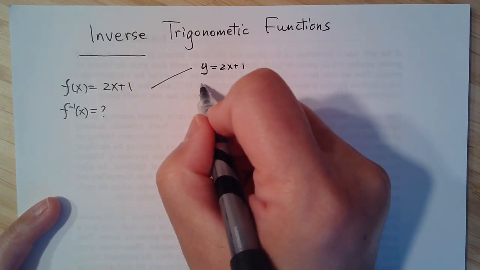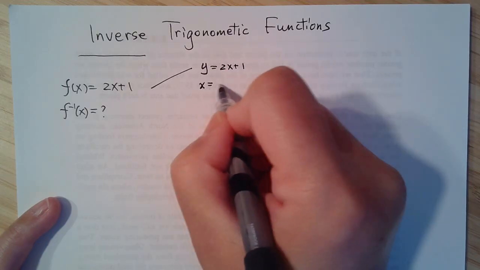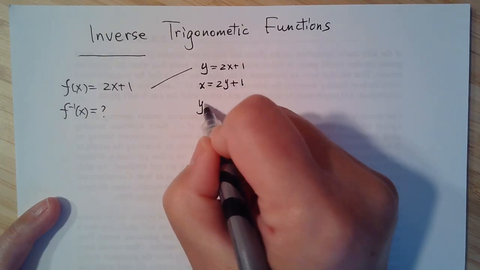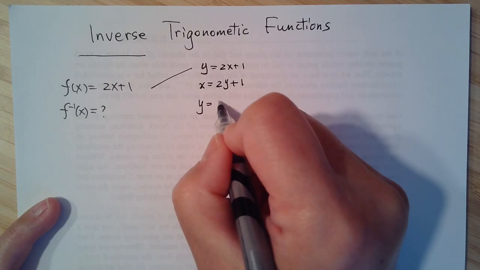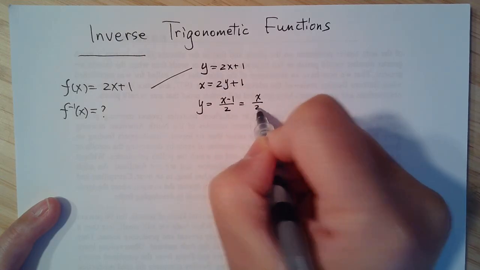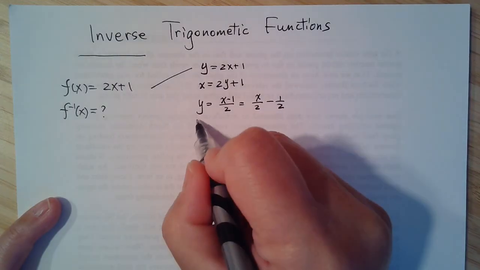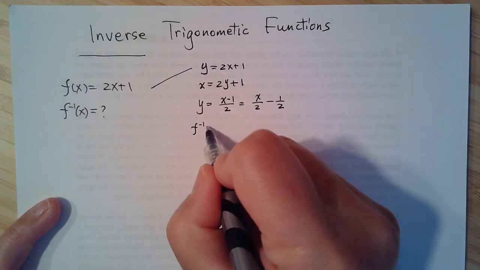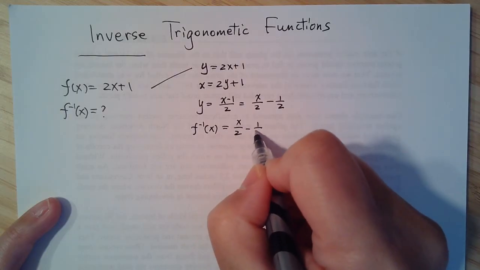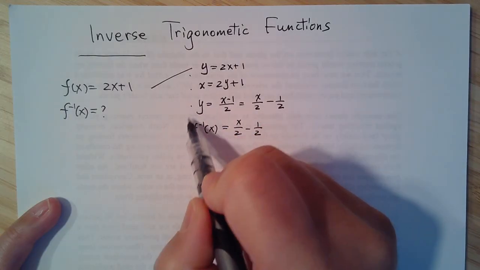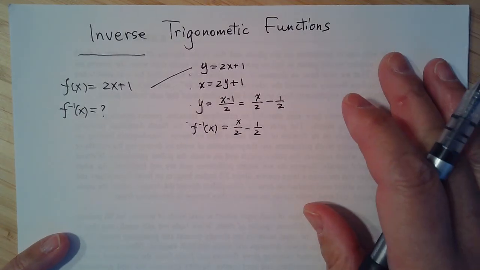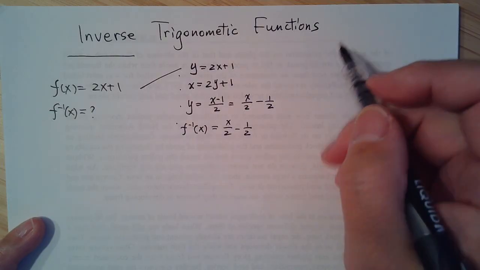Step 2, swap x and y. So change all the y to x, and change all the x to y. Step 3, solve for y. In this case, you just subtract 1 and divide by 2. So you get (x minus 1) over 2, or x over 2 minus 1/2. Step 4, rewrite that as f inverse of x equals x over 2 minus 1/2. So that's 1, 2, 3, 4, the magic 4 steps to find the inverse function. This is the review. We learned this a time ago.